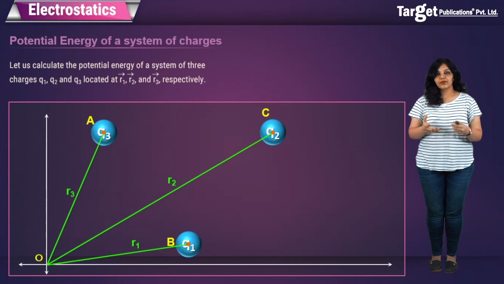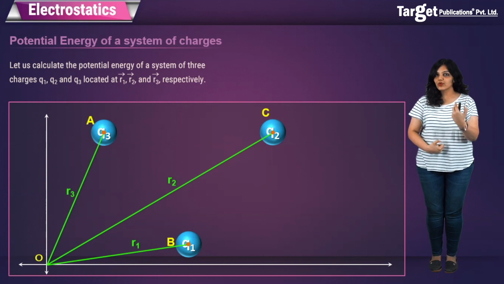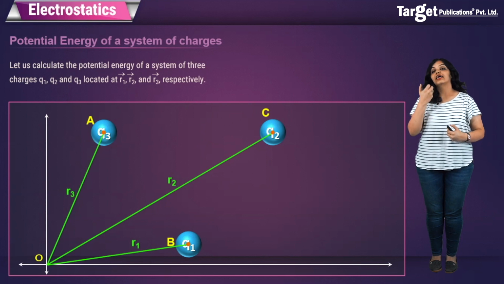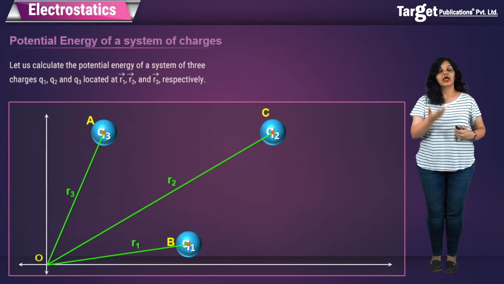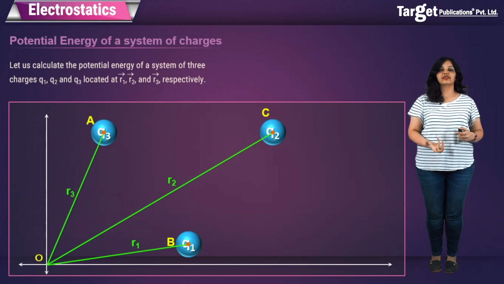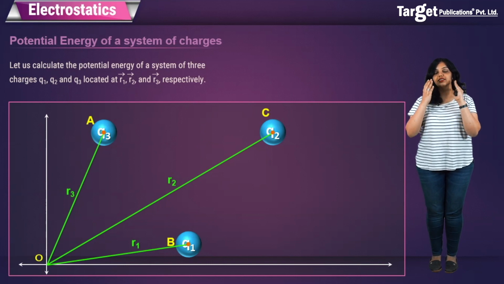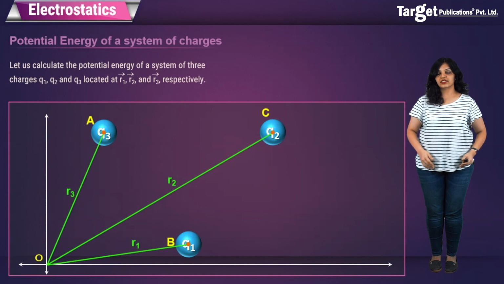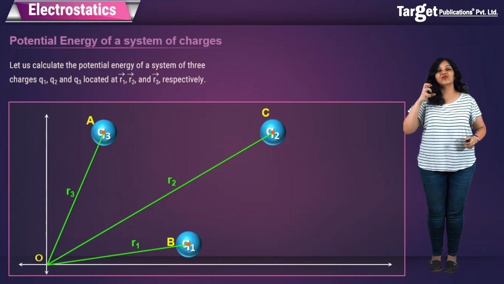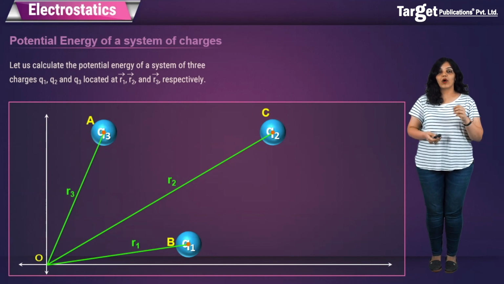So what is the potential energy? To find that, we have to create the system. And when we create the system, we know what is the work done to create the system. And once you have the work done to create the system, all that work done gets stored as the energy of the system. So let's try to create, or we say assemble, this system one by one.